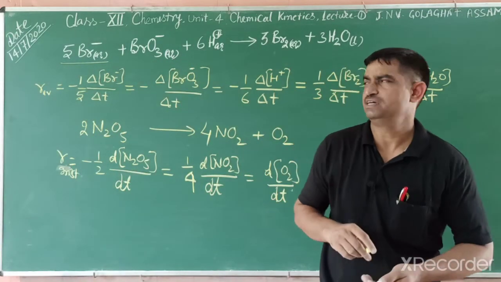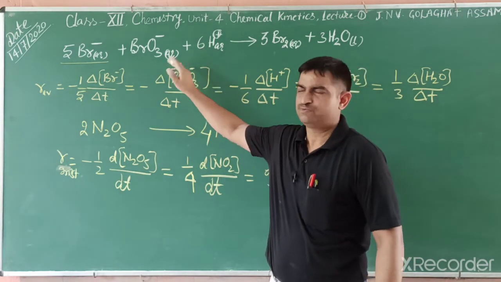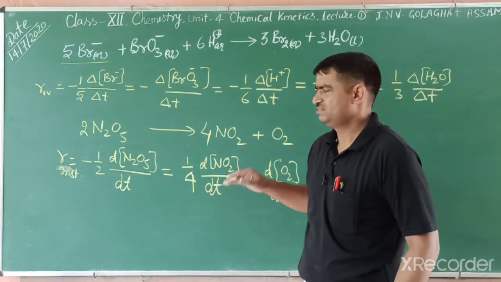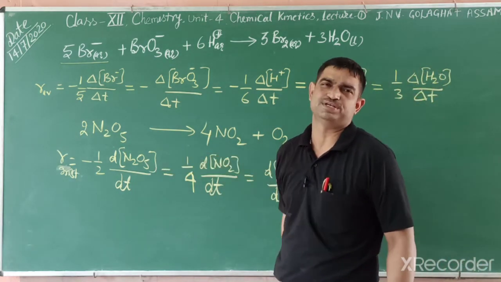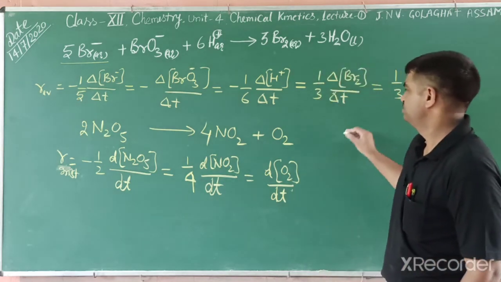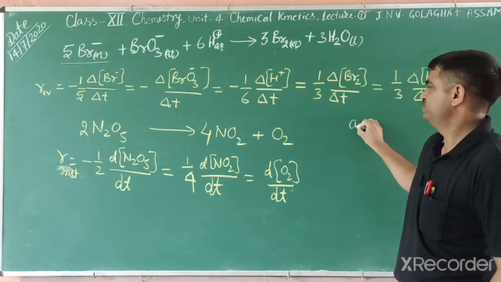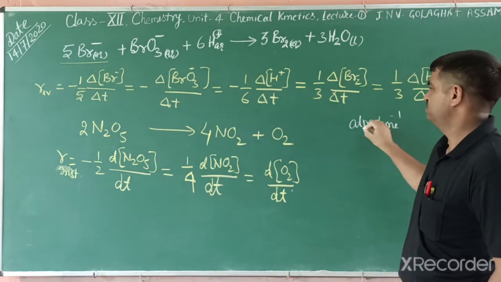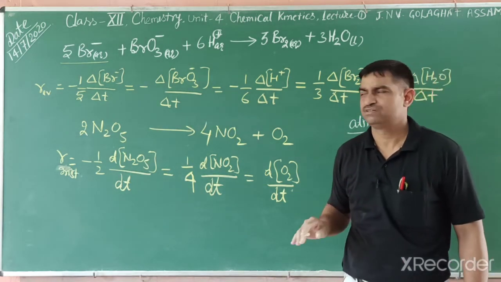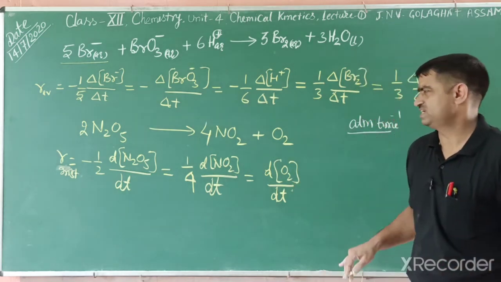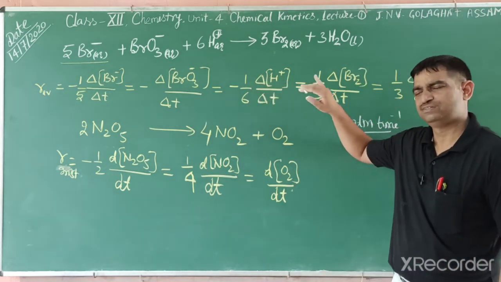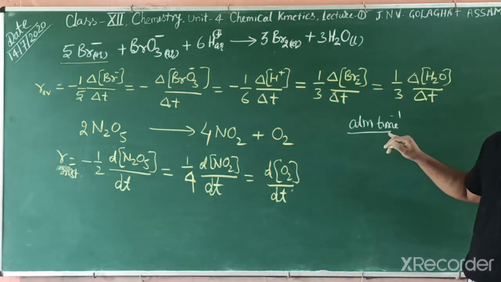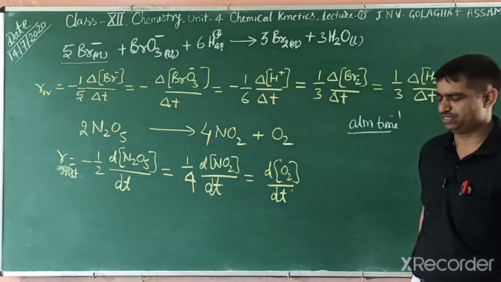Sometimes the products are gaseous, so how can we represent that? In that case, we take the concentration in terms of partial pressure. You know the pressure unit is atmosphere, atmosphere per time. If any substance is gaseous, then in place of concentration we take its pressure in atmosphere, or we can write bar per time, atmosphere per time. In that case we take partial pressure.